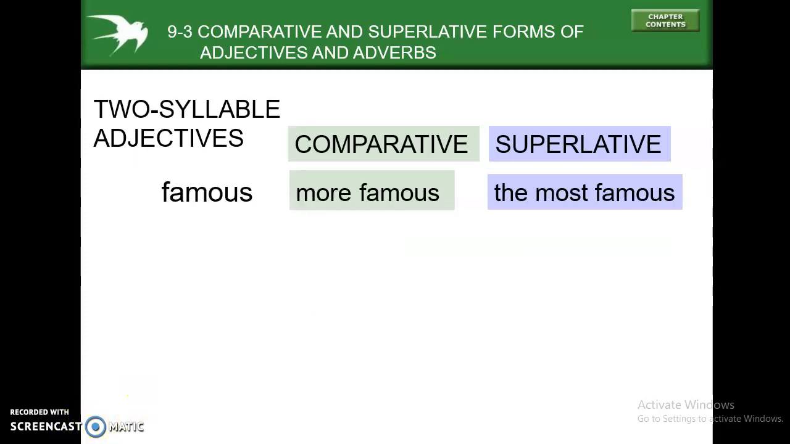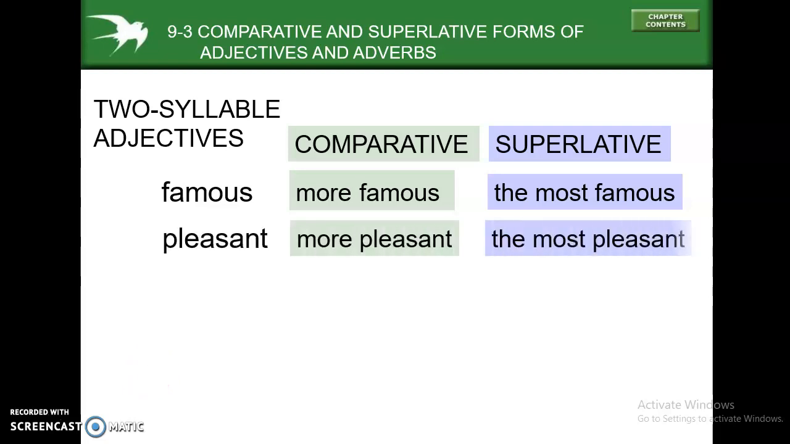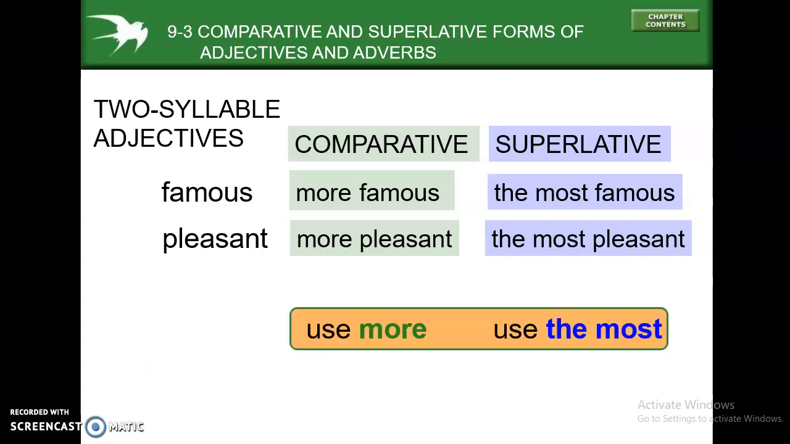Two syllables. Famous, two syllable adjective. We use more for comparative, more famous, and then we use the most for superlative. Pleasant, two syllables. We use more pleasant for comparative and the most pleasant for superlative. So, for two syllables, you will use more for comparative and the most for superlative.